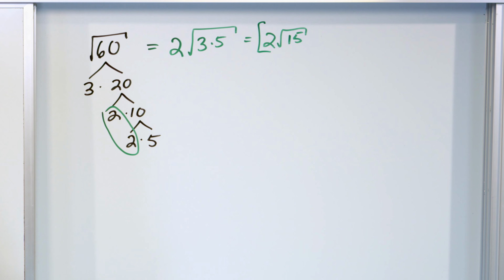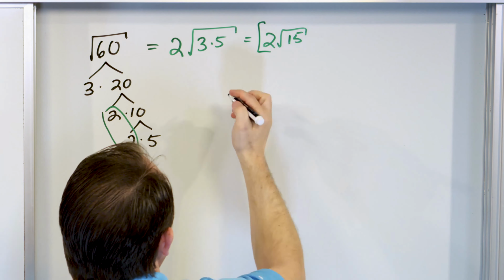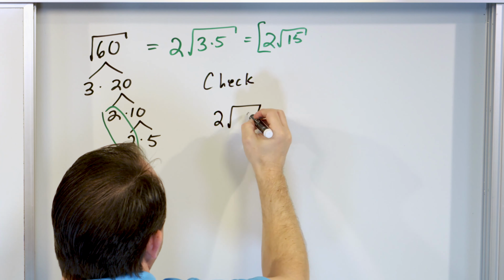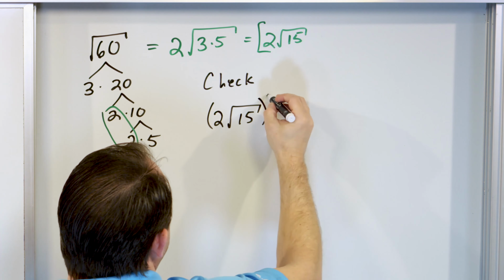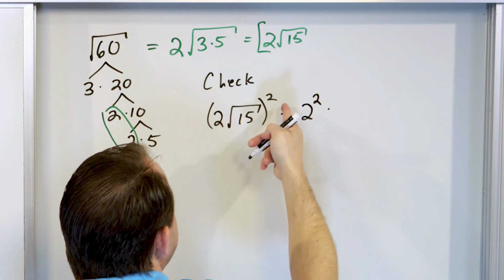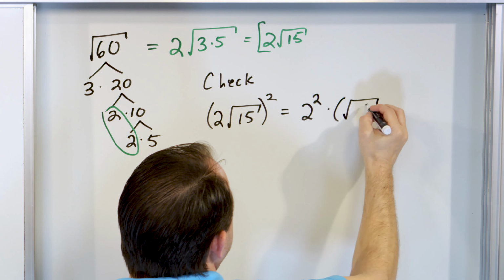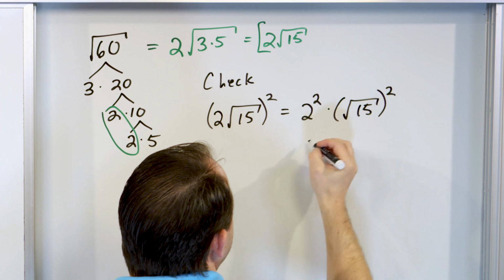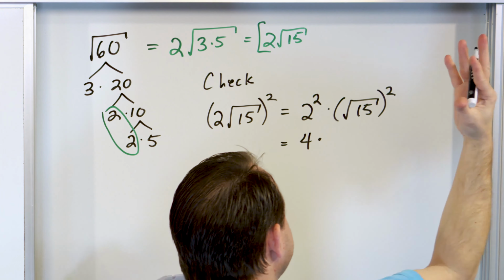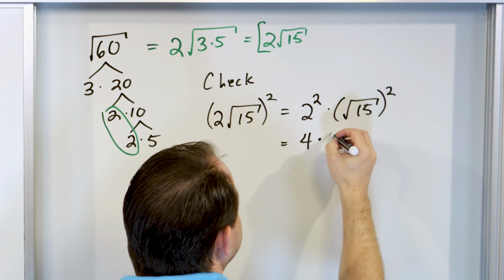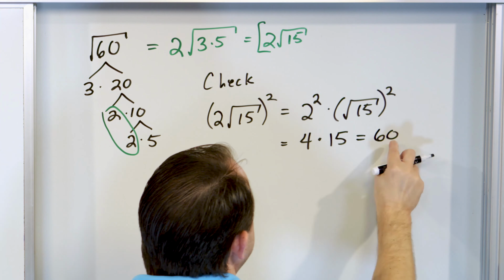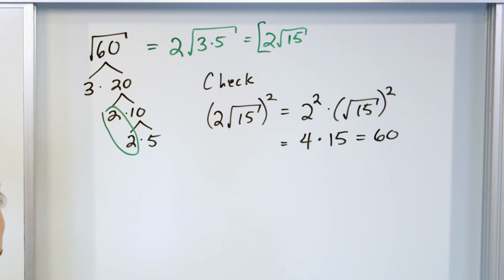How do you know that the answer really is 2 times the square root of 15? So let's check it. If I take 2 times the square root of 15 and I square that thing, what happens? The exponent applies to the 2, and then the exponent applies to the square root of 15. So I get the 4, and then the square root and the square, poof, they annihilate each other. All you have left is the 15 in the middle. 4 times 15 is 60. And that's why it is exactly equal to that.